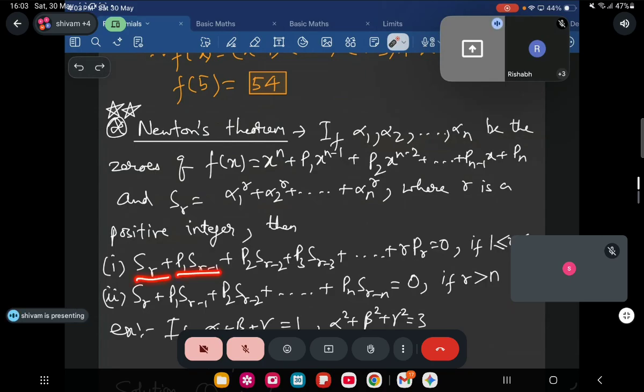then Sr plus P1 S(r-1) plus P2 S(r-2) plus P3 S(r-3) plus up to r Pr is equal to 0 if r is less than n. If r is less than n, then this relation will hold. Understood? Rishabh, tell me. Yes, sir. And how to write this? Pay attention.